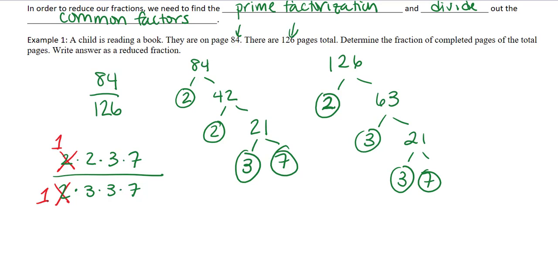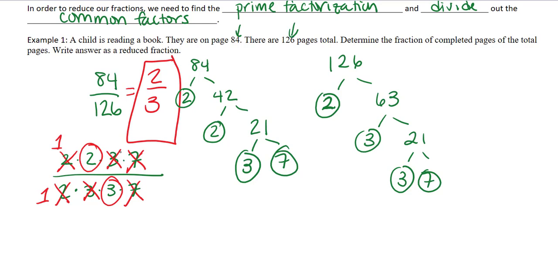Then we move on. We see we have a 3 here and a 3 here. And then we have a 7 on top and a 7 on the bottom. So what are we left with? We're left with a 2 and a 3. So if we show this as a reduced fraction, this would become 2/3, because all of the other ones just become 1s. We have the same factor on the top and the bottom, so they divide out. So we're left with 2/3.